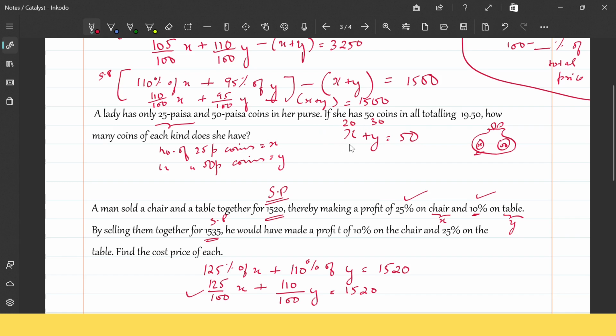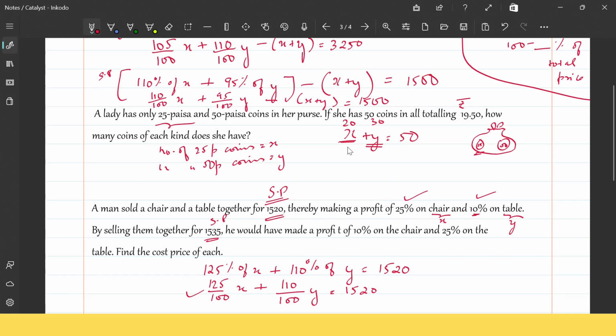Okay. So you're counting the coins. The coins of 25 paisa and 50 paisa together are 50 coins. Okay. Now what is the amount? They are telling that if I count the amount of these coins, 25 plus 25 plus 25 plus 50 plus 50 plus 50, like that, if I do, the total amount is coming as rupees 19.50. Okay, so how will I find this?